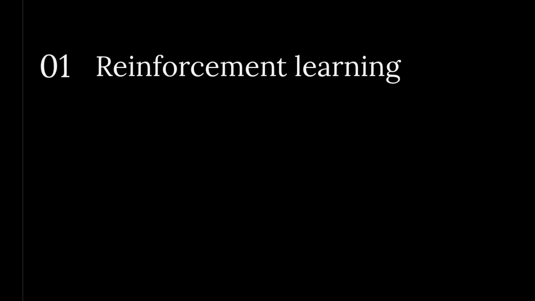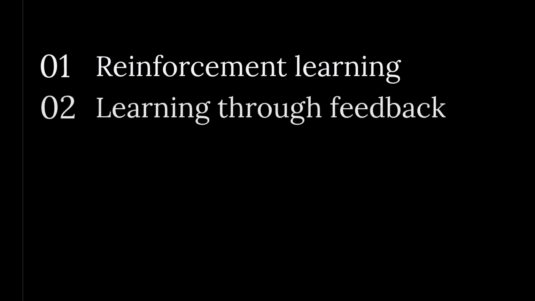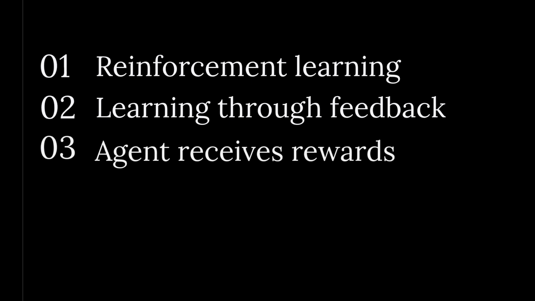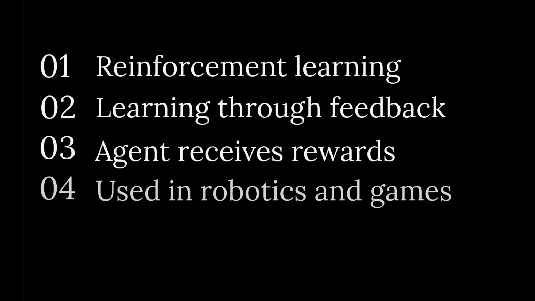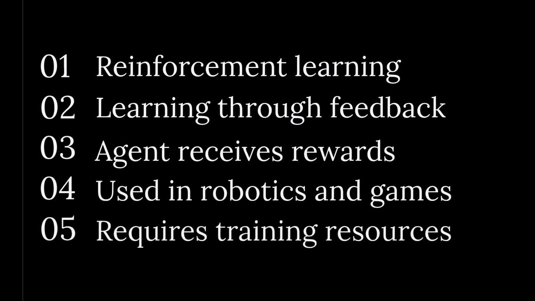Reinforcement learning involves learning through interaction and feedback. An agent learns by receiving rewards or penalties for actions. This approach is used in robotics and game playing. It requires significant training time and resources. Famous examples include AI systems like AlphaGo.